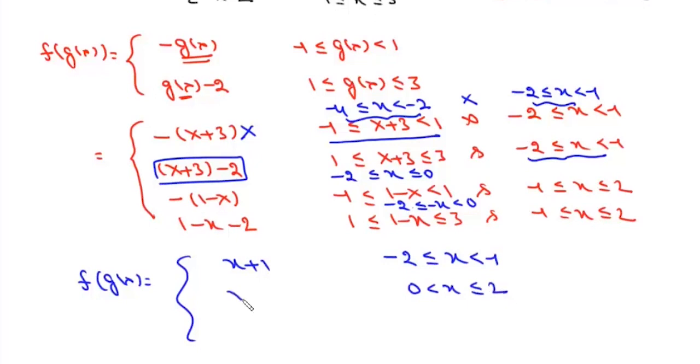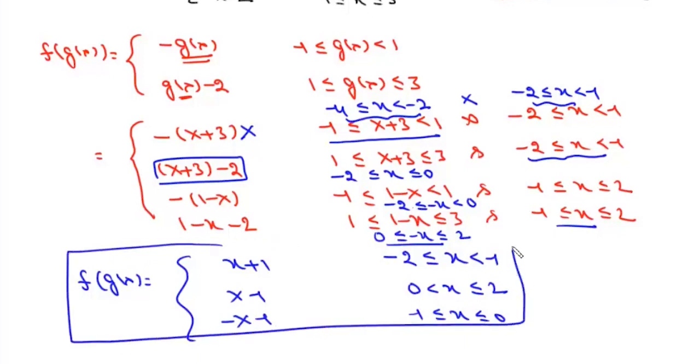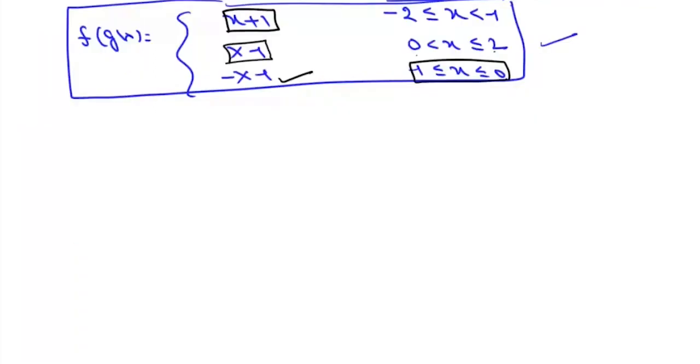Now here this definition is x minus 1, and finally here it is 0 and then minus x and then 2. So between minus 2 and 0, and here it is from minus 1 to 2. If we take the intersection of these two intervals, it will be between minus 1 and 0, and here this definition is minus x minus 1. So that is the definition of f of gx using the algebraic method.